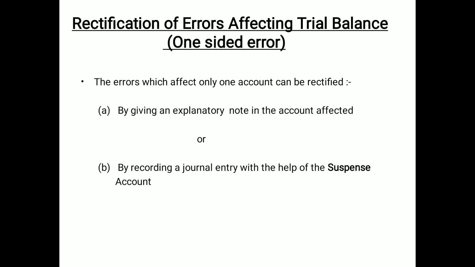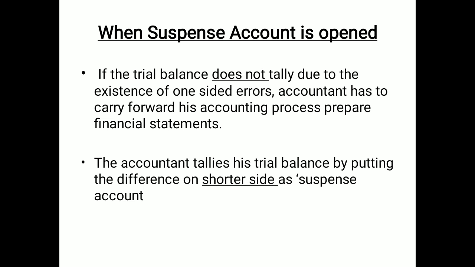Now this error affects only one account, and it can be rectified by the explanatory note. This note will be given in the account before preparing the trial balance, but when the trial balance is prepared, the suspense account will be opened. If the trial balance doesn't tally, one-sided error is there, and the accountant has to close the accounting process for preparing the final account. So there is a need for a shorter time. A temporary account is opened, called the suspense account.